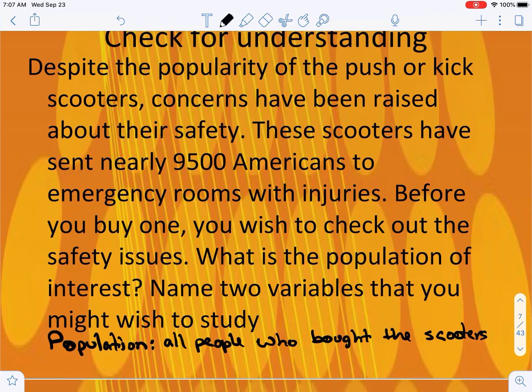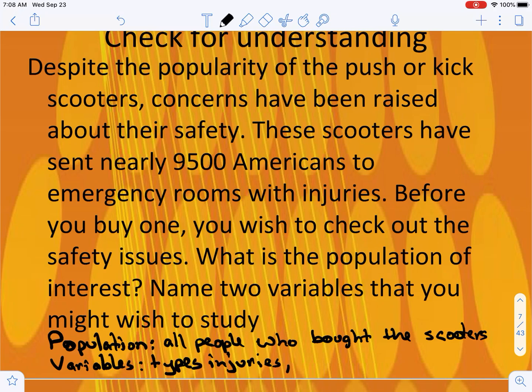Now, what would be two variables that we'd want to be interested in? The variables that they talk about is they have concerns about their safety. So you could say how many hospital visits. Right here, you have 9,500 Americans to the emergency rooms. So what about these? You could say, what are the types of injuries? Is it a sprained ankle? Are they broken bones? Whatever you may look at.